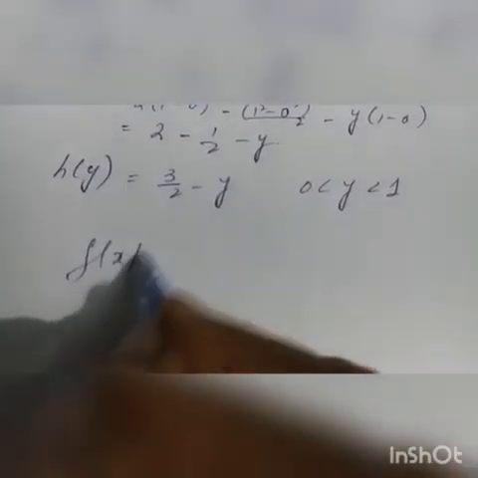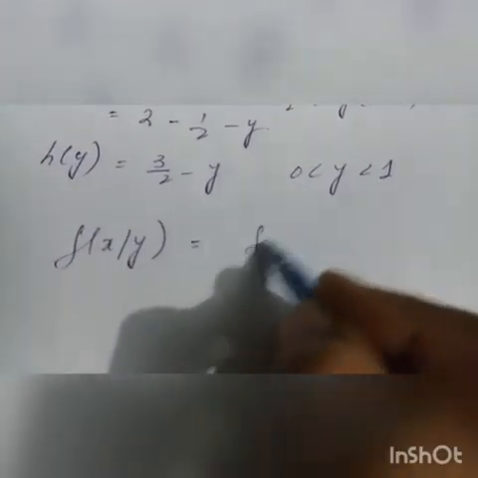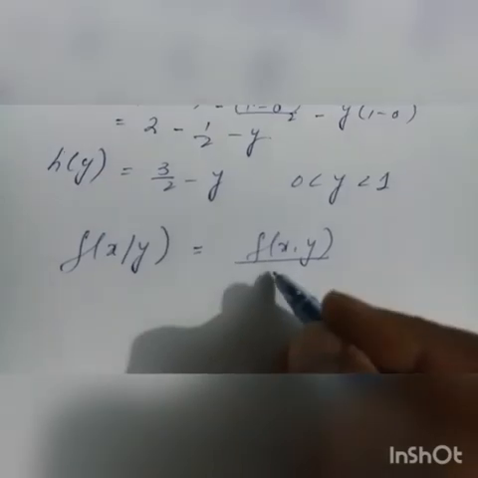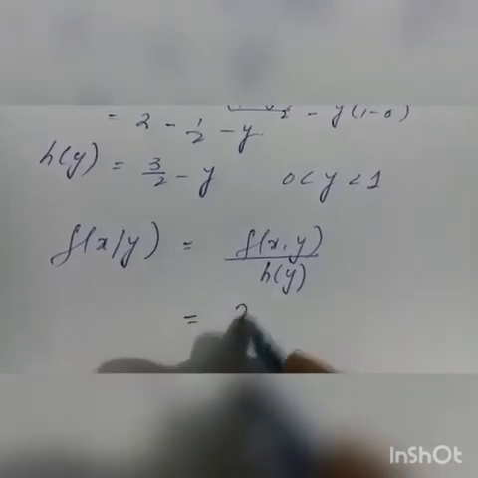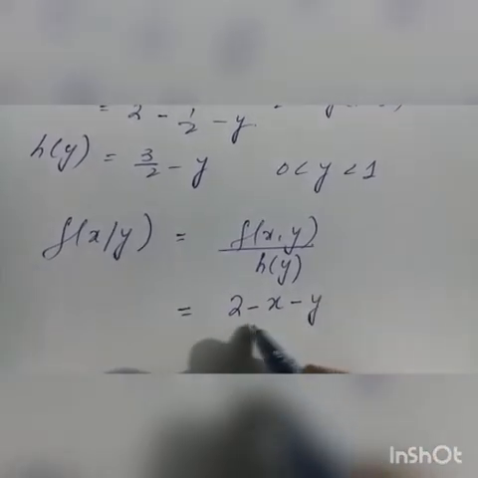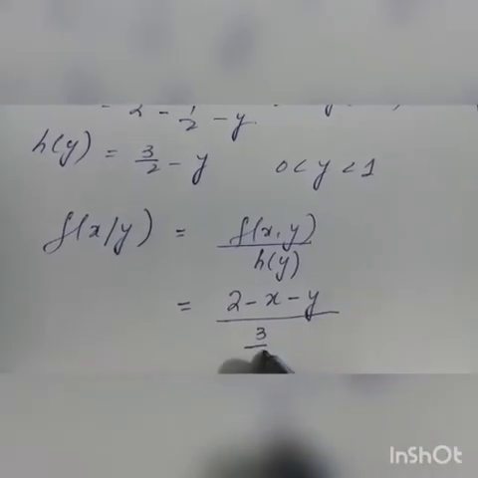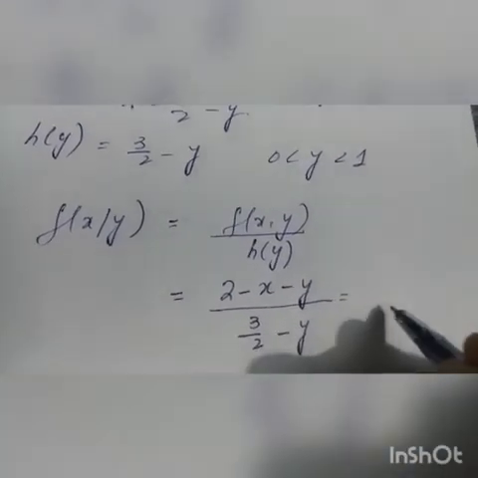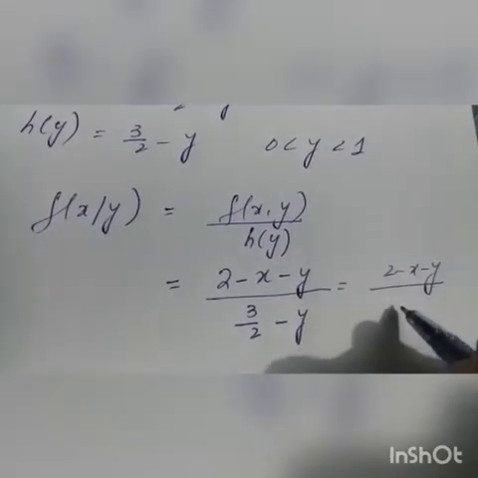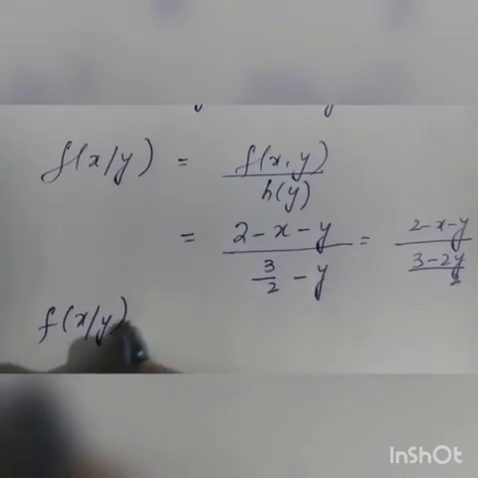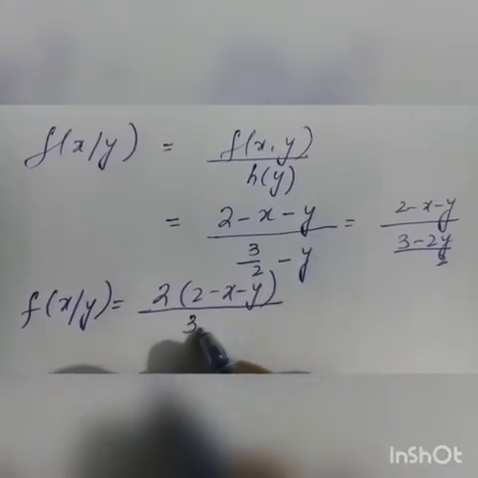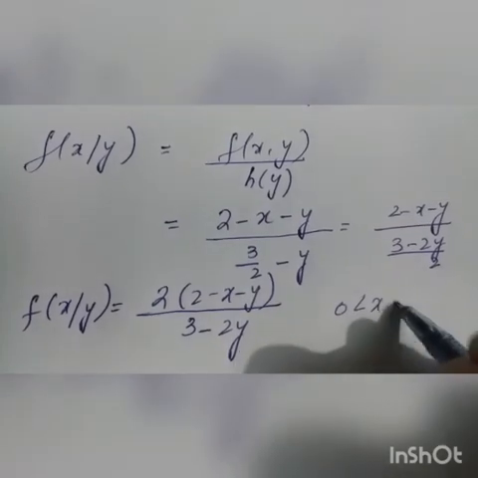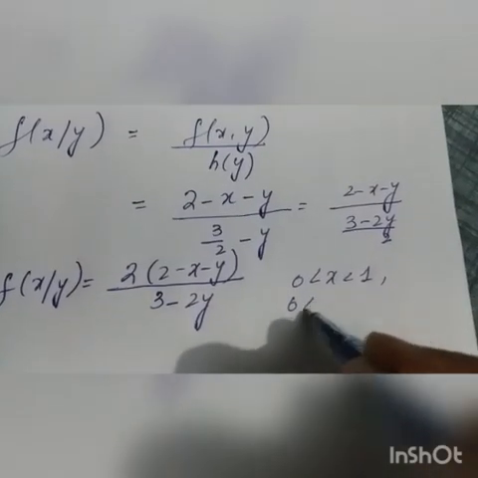Okay, first we are going to find f(x given y). It means f(x,y) divided by h(y). The function was 2 minus x minus y, divided by 3 upon 2 minus y. Take the LCM of the denominator, we will get 3 minus 2y divided by 2. So f(x given y) equals 2 into 2 minus x minus y divided by 3 minus 2y, from the limit of x 0 to 1 and from the limit of y 0 to 1.